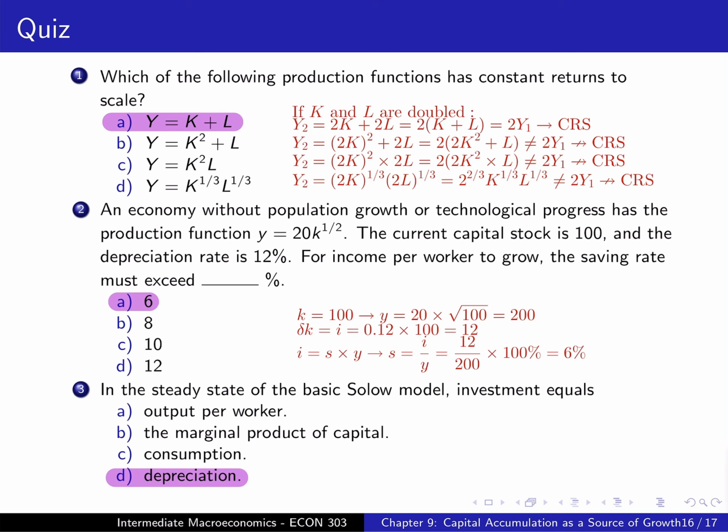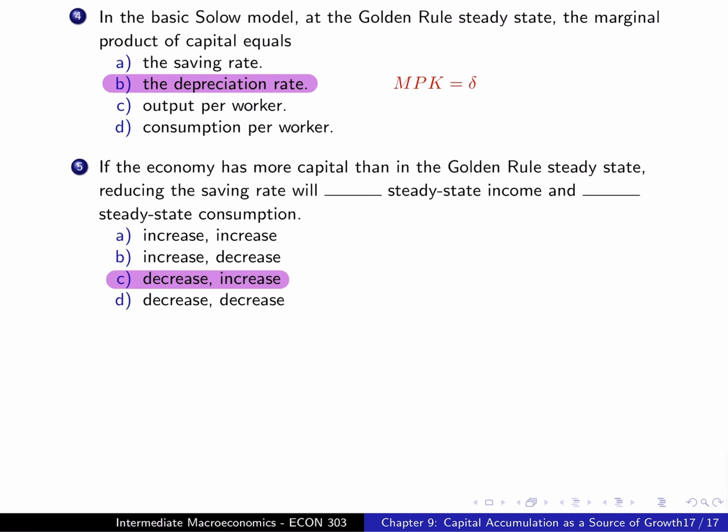Question number 3. In the steady state of the basic Solow model, investment must equal depreciation. So the correct answer is D. Question number 4. In the basic Solow model, at the golden rule steady state, the marginal product of capital, MPK, must equal the depreciation rate, delta. So the correct answer is B.